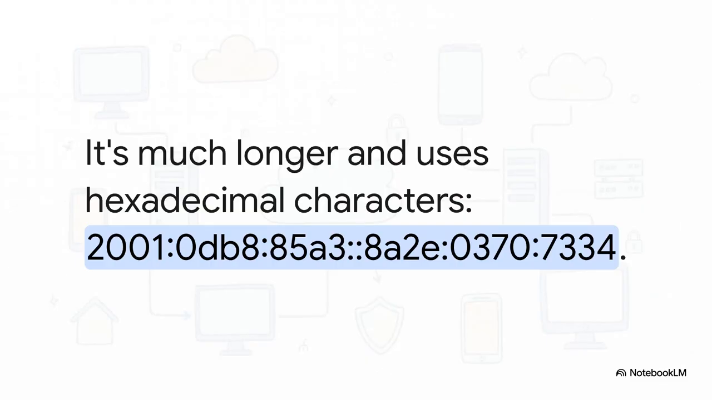Yeah, as you can see, an IPv6 address looks totally different. It's a whole different beast. It's way longer, and instead of just numbers, it uses hexadecimal characters. That's numbers 0 through 9 plus the letters A through F. And you'll notice it's separated by colons now, not periods.